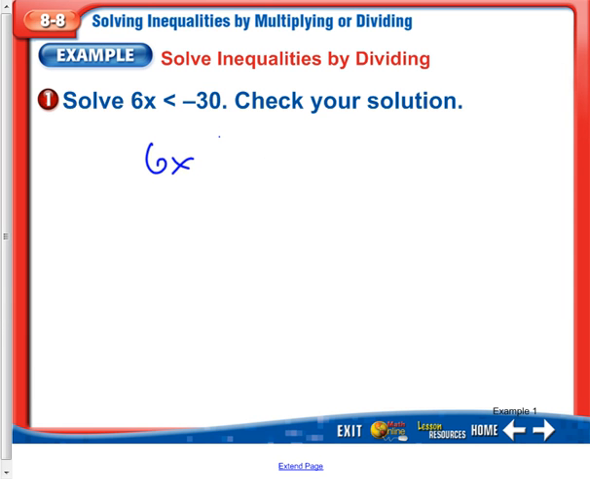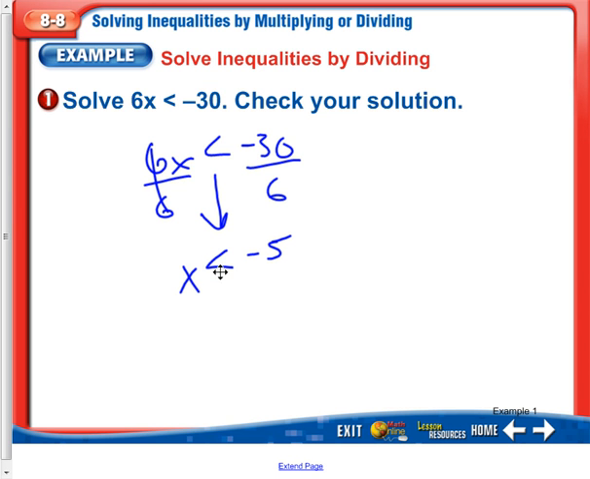We have 6x is less than negative 30. So we're dividing by 6, which is positive. Okay, the 6's cancel. I get x is less than negative 5. So yes, this number over here is negative, but what are we multiplying or dividing by? Here we're dividing by a positive 6. So therefore, the inequality remains true. x is less than negative 5.